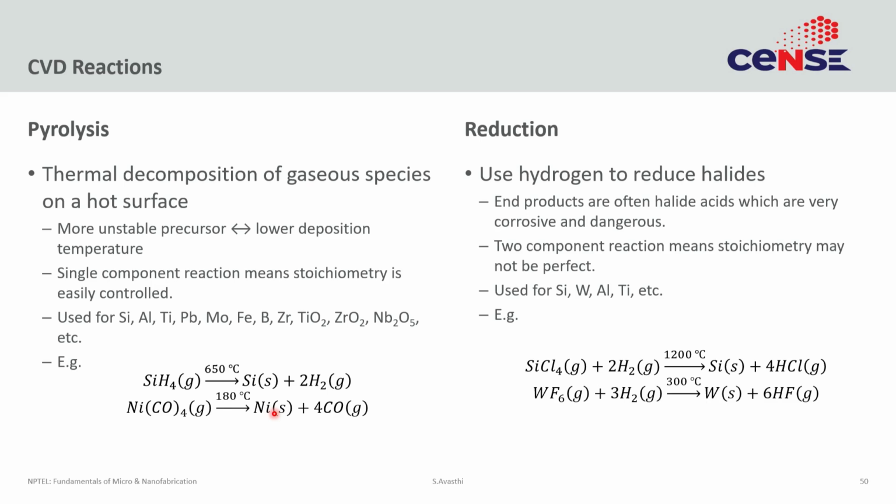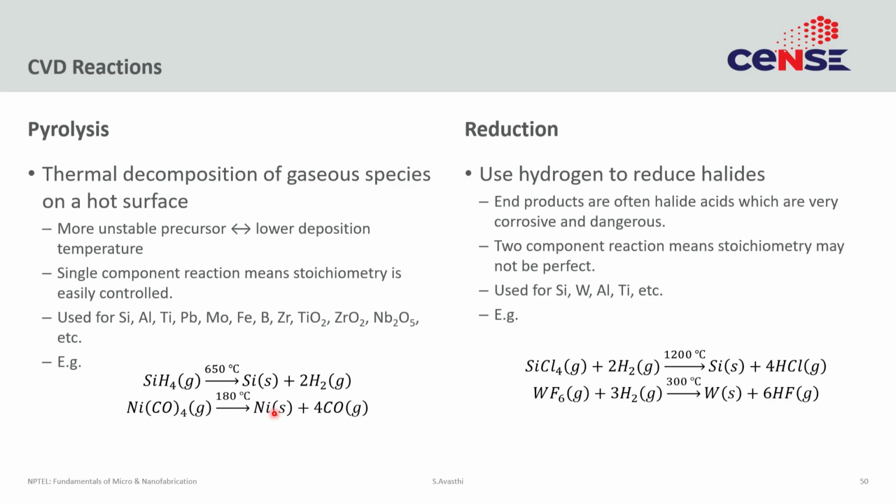Pyrolysis, if you can find a precursor that can pyrolyze directly into a material without you needing to mix two components, is a huge advantage. A single component reaction means you do not have to worry about stoichiometry, and that is always good. Often pyrolysis is used for elements such as silicon, aluminum, titanium, lead, molybdenum, etc. And also in some cases for oxides, for example, you can get pyrolysis based precursors for titanium dioxide, zirconium oxide, niobium oxide. Those of you who are familiar may read up about alkoxides. So, the general class of alkoxides can pyrolyze to oxides.